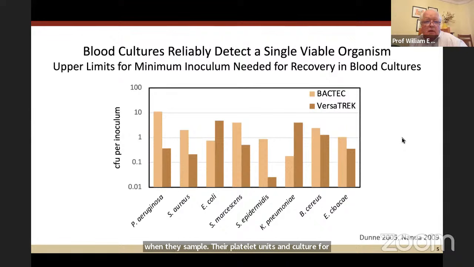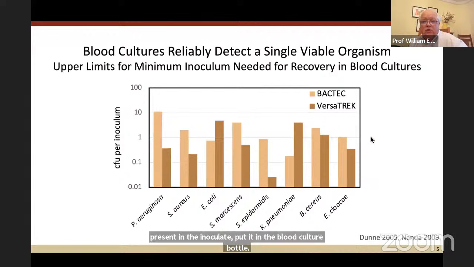So here are two studies, one using the BACTEC system and the other the VersaTrek, both modern automated blood culture systems. When they studied the minimum number of colony-forming units per inoculum that were required to achieve a positive culture of the platelet unit, they found that the minimum concentration that was required was on the order of 1 CFU per mL, the middle line going across the center of this graph. So this suggests that if there's a single organism present in the inoculum put in the blood culture bottle, the culture will be reported as positive by the diagnostic system.